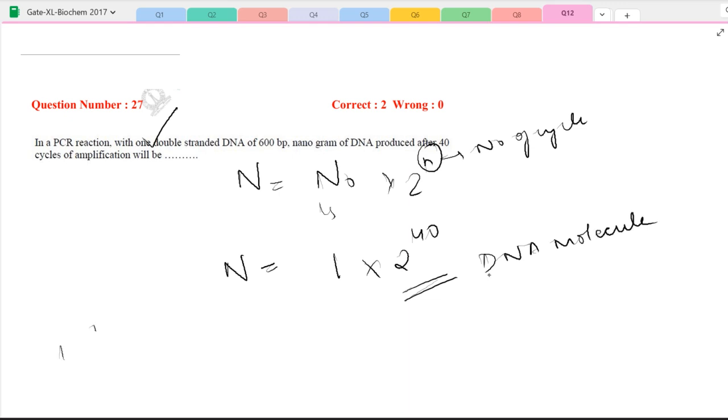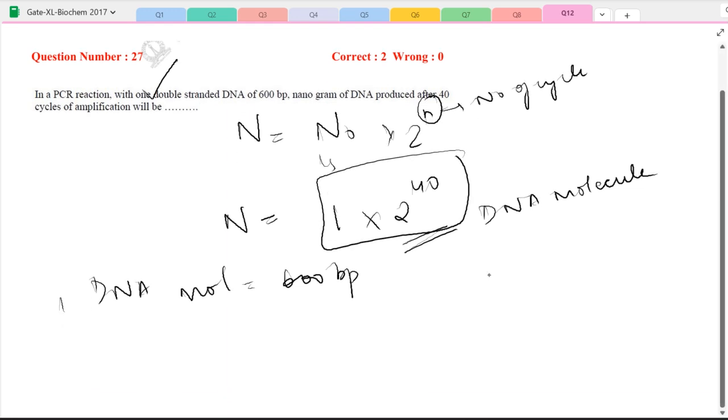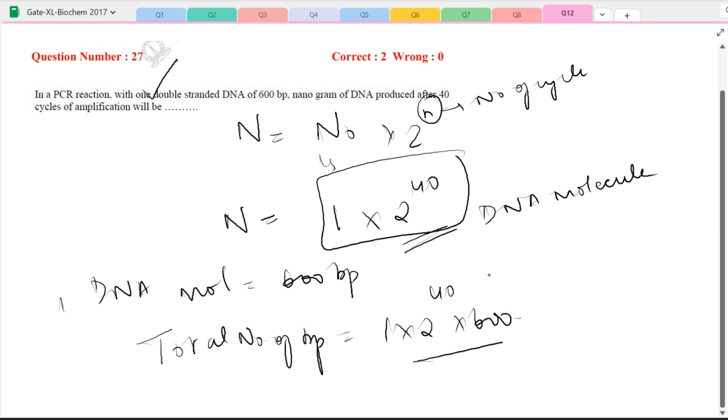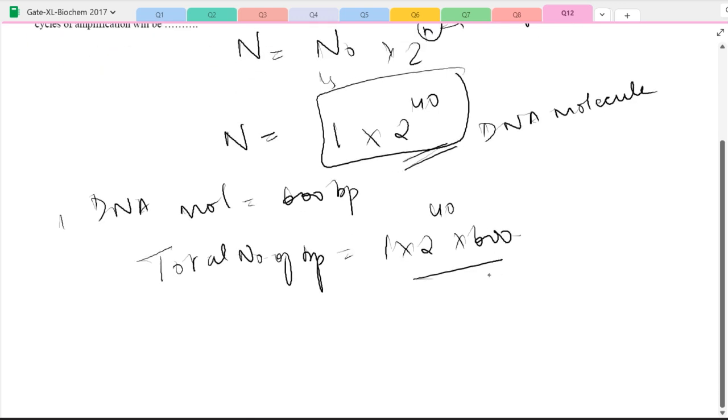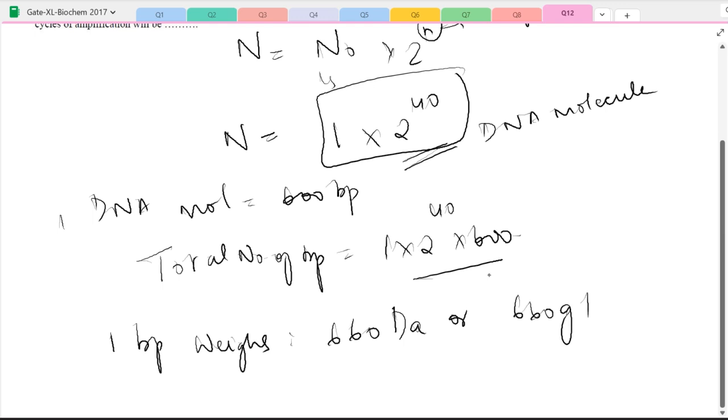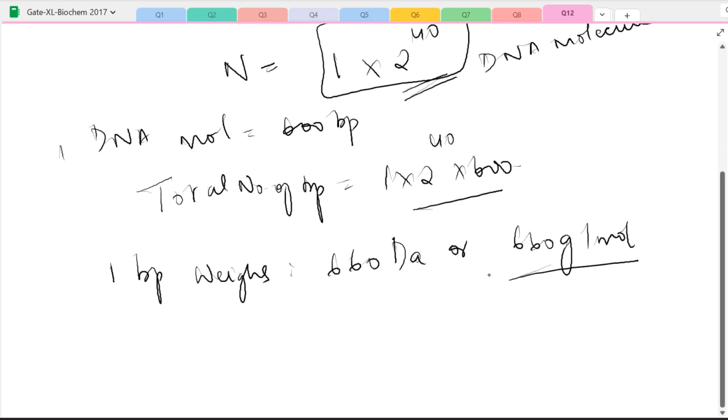So one DNA molecule has 600 base pairs. So 1 × 2^40 DNA molecules will have how many base pairs? The total number of base pairs will be equal to 1 × 2^40 × 600, right? Excellent. Now you should know the molecular weight of one base pair. One base pair weighs 660 Dalton, or 660 gram per mole. So this is the weight of one base pair.